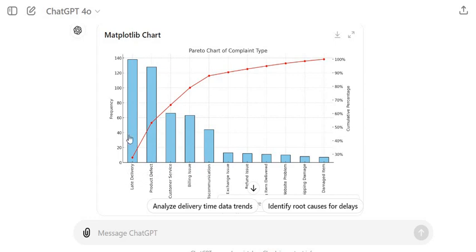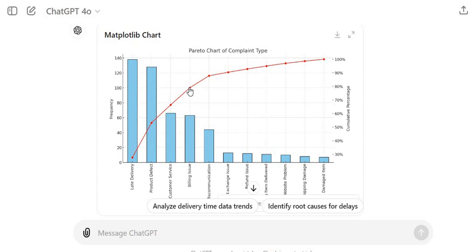So as you can see, the most frequently occurring complaint is late delivery, followed by product defect, followed by customer service issues, and then billing issues. And as you can see, together these four make up 80% of total complaints. So that is the advantage of creating a Pareto chart, that it helps you identify the most influential, the most frequently occurring complaints or issues.